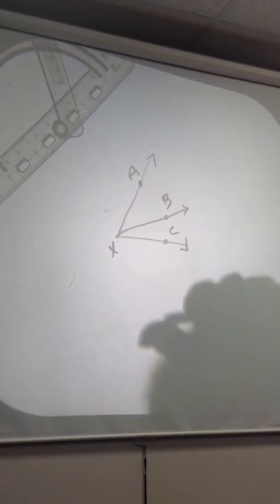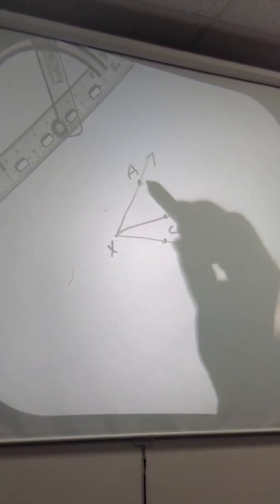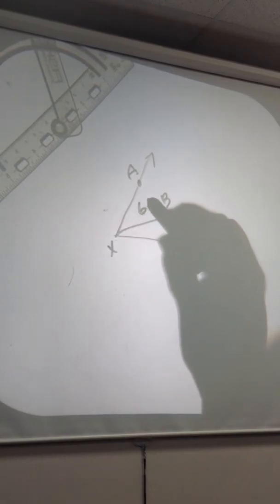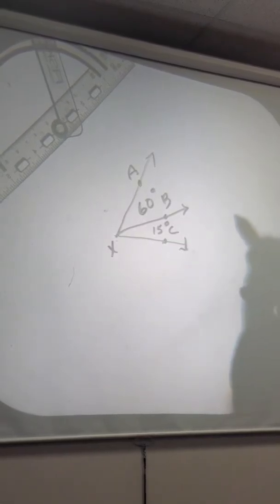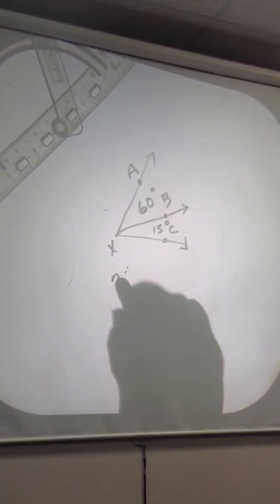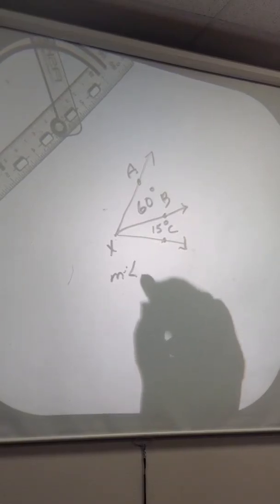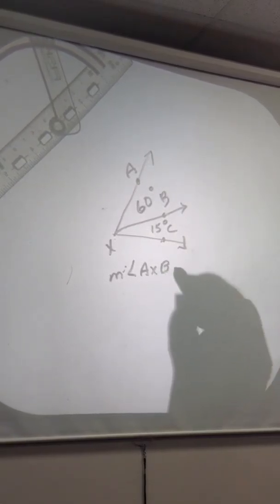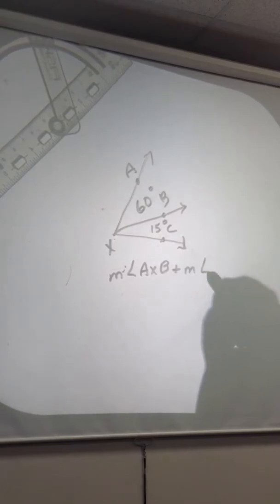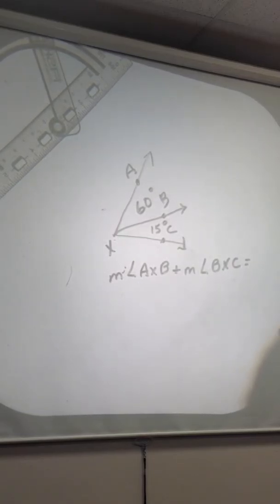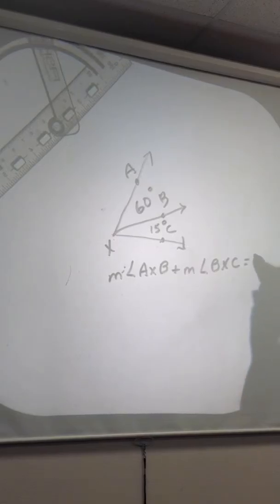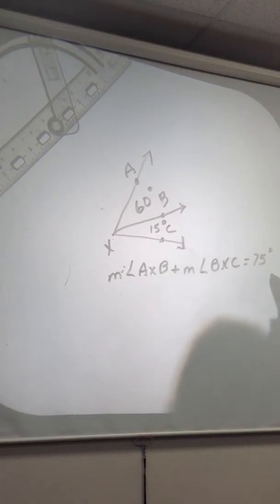So we want to know some things about adjacent angles. Suppose this angle is 60 degrees. And this one is 15. The sum of angle, the measure, we will use that little m, angle AXB plus the measure of angle BXC is what? How did you get it? Because I added 60. That's 75 degrees. We add 60 and 15 and get 75.